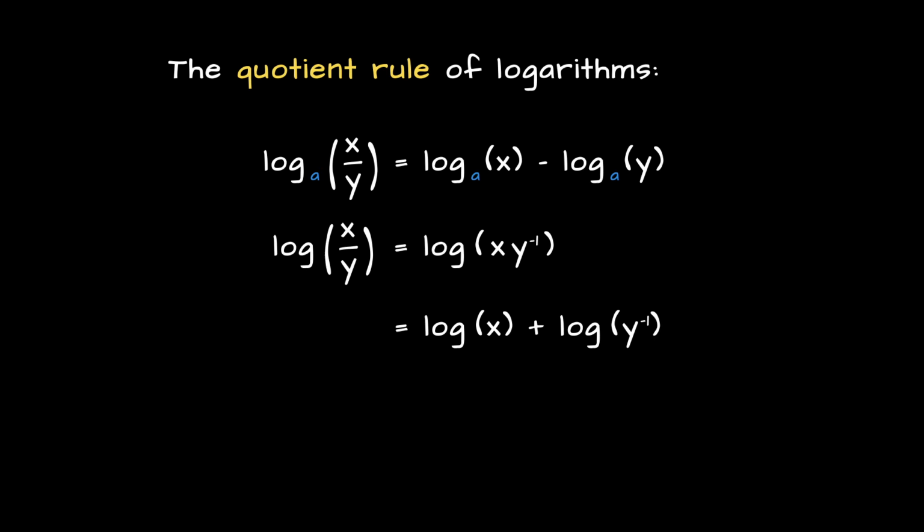And this, in turn, using the power rule for logarithms, can be rewritten as the logarithm of x minus the logarithm of y. We've taken that exponent of minus 1 on the y term and moved it out in front to rewrite the logarithm of x over y as the log of x minus the log of y. If you keep these ideas in mind, then you'll actually understand why the quotient rule is true, and you won't have to memorize it blindly.